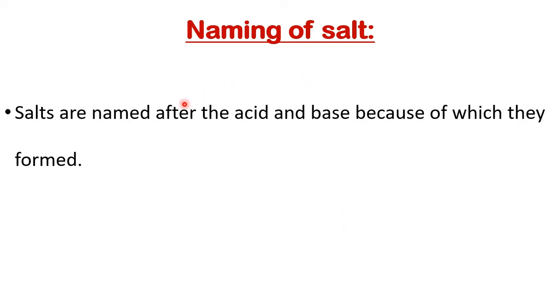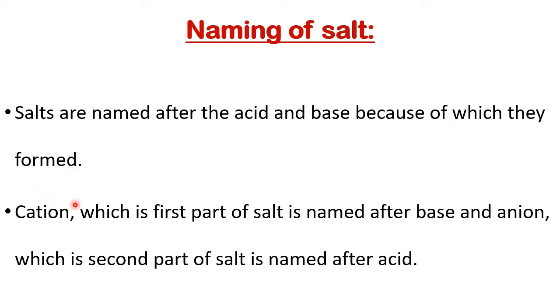Salts are named after the acid and base from which they are formed. See, from which base and from which acid they are formed, that is important. On that ground, we name the salt. Cation, which is the first part of the salt, is named after the base, and anion, which is the second part of the salt, is named after the acid. That means in chemistry we have made some rules.